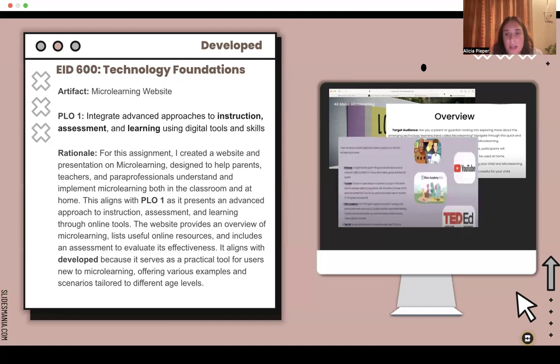This website provided its users with what microlearning is. It provided a list of online resources that they could access. I characterize it as developed because it serves as a practical tool for users who are new to microlearning. It also provided various examples and scenarios that were tailored to different age levels, so the user can really analyze and apply what they might think will work in their classroom.